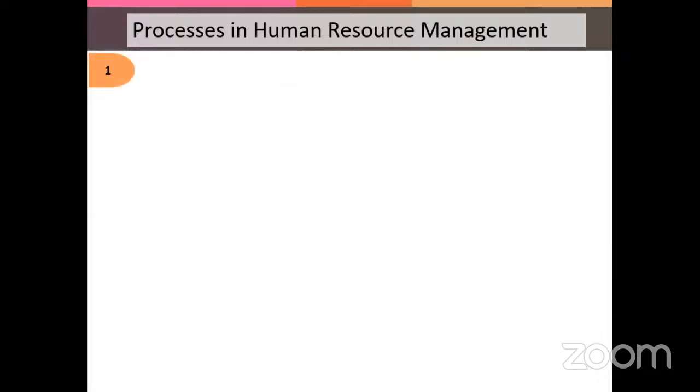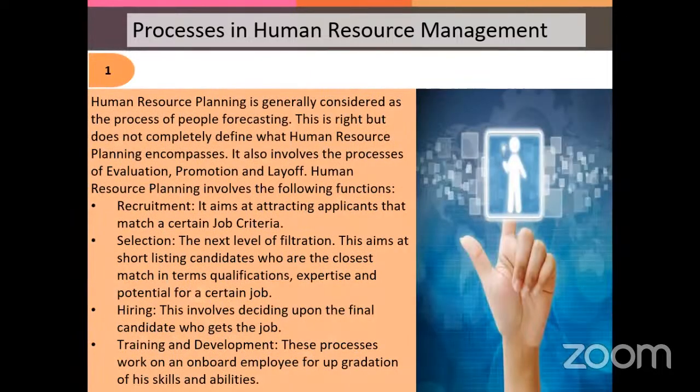So the first that we see is that human resource planning is generally considered as the process of people forecasting. This is right, but does not completely define what human resource planning encompasses. It also involves the processes of evaluation, promotion, and layoffs. So human resource planning involves the following functions: recruitment, which aims at attracting applicants that match a certain job criteria; selection, which is the next level of filtration. This aims at shortlisting candidates who are the closest match in terms of qualifications, expertise, and potential for a certain job. Then we have the hiring, which involves deciding upon the final candidate who gets the job.